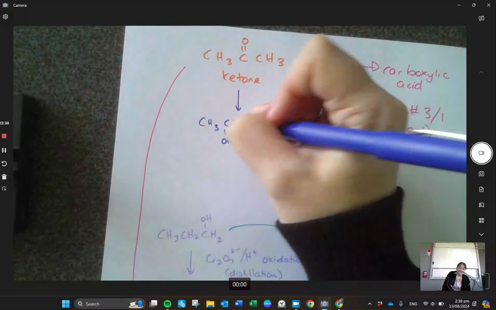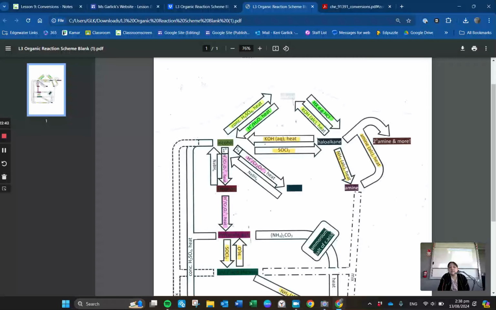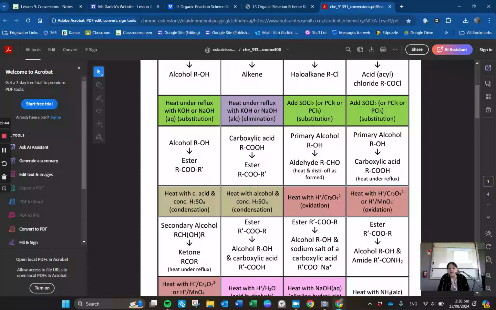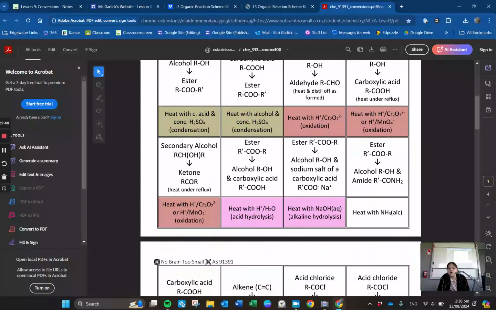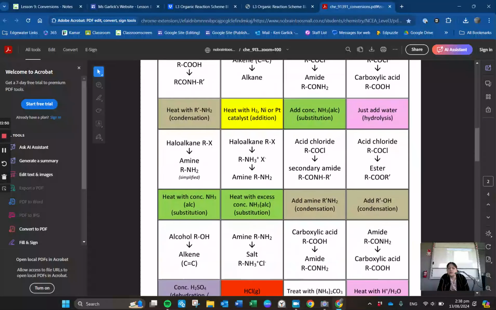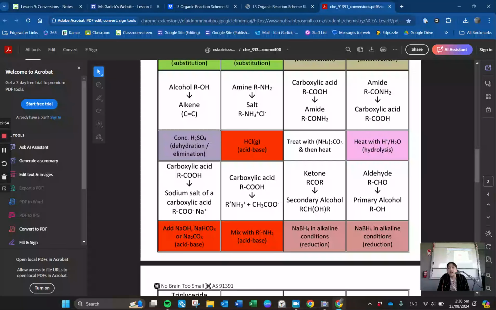In order for me to do that reverse reaction, I need to think about my reagents. So let's have a look at our sheet over here. We are going from a ketone to an alcohol. Here we go. Ketone to secondary alcohol. NaBH4, and that's a reduction reaction.